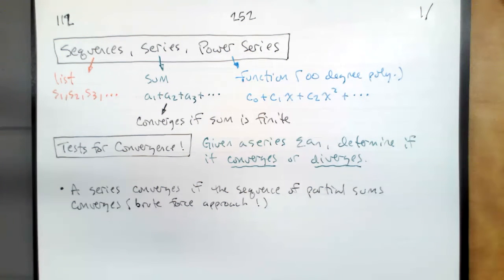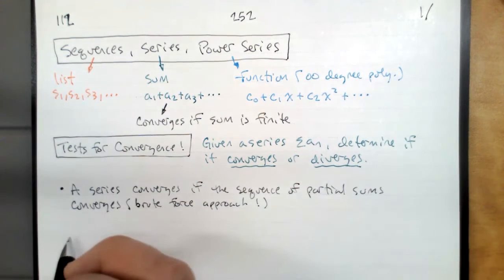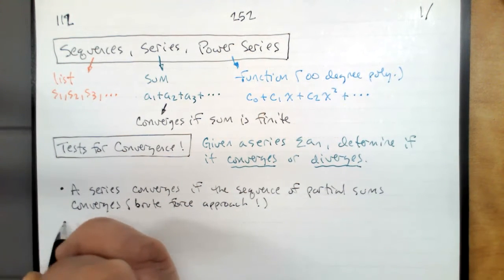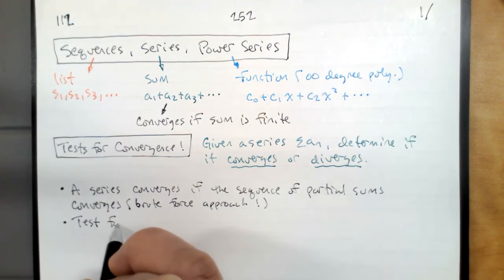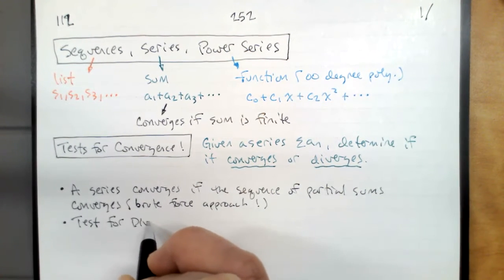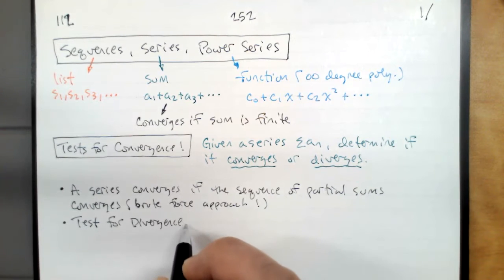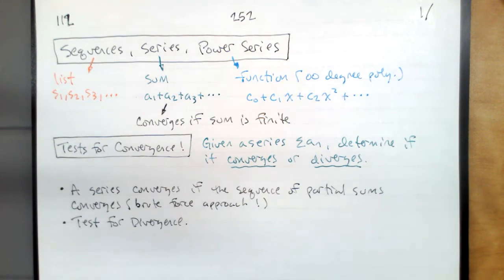We don't always have this amount of computing power available, and we don't always want to tie up our machines for the amount of time it would take to determine if the series converges. We want to be able to identify whether a series converges or diverges just by looking at it. And so we've developed some tests. One of these is the test for divergence.